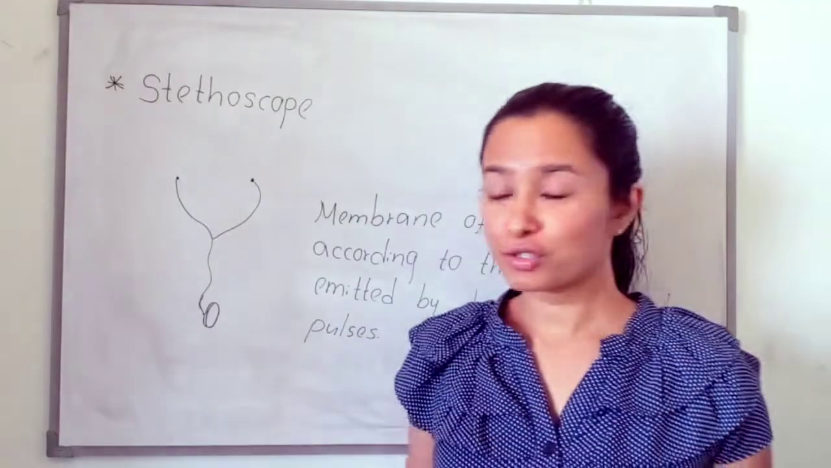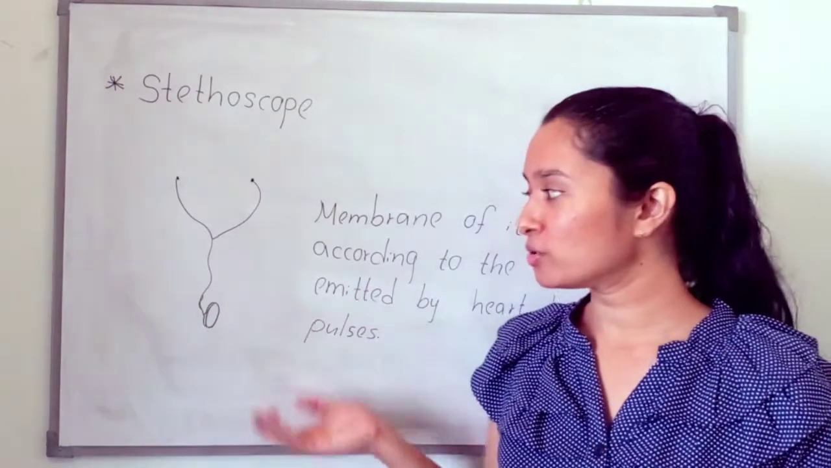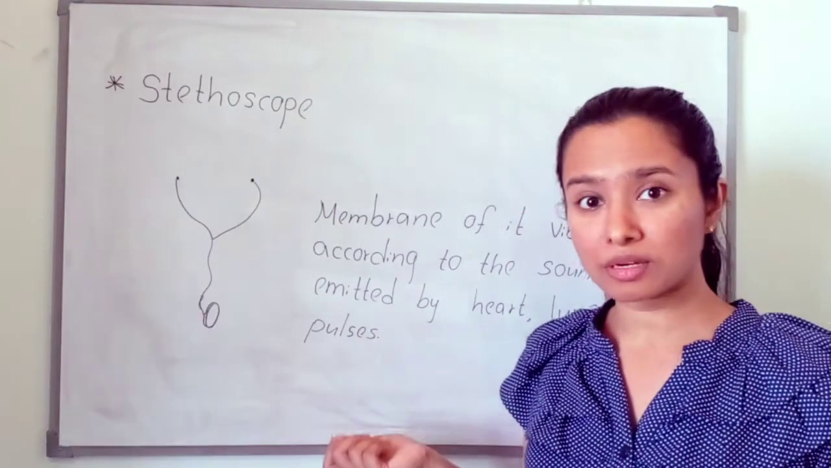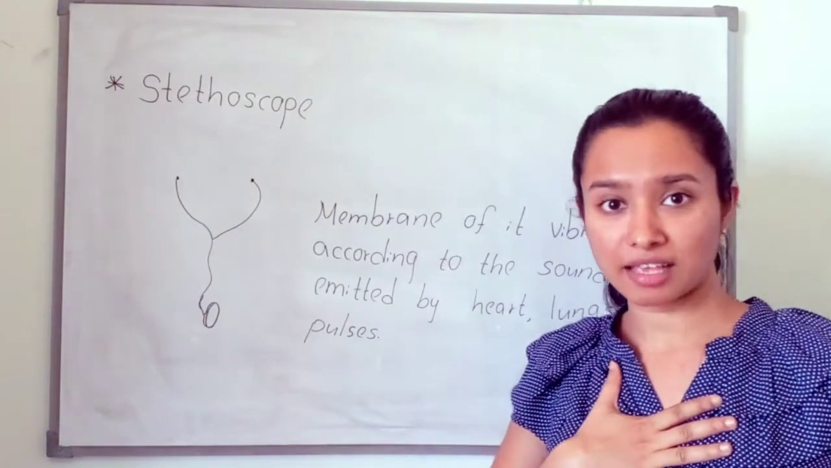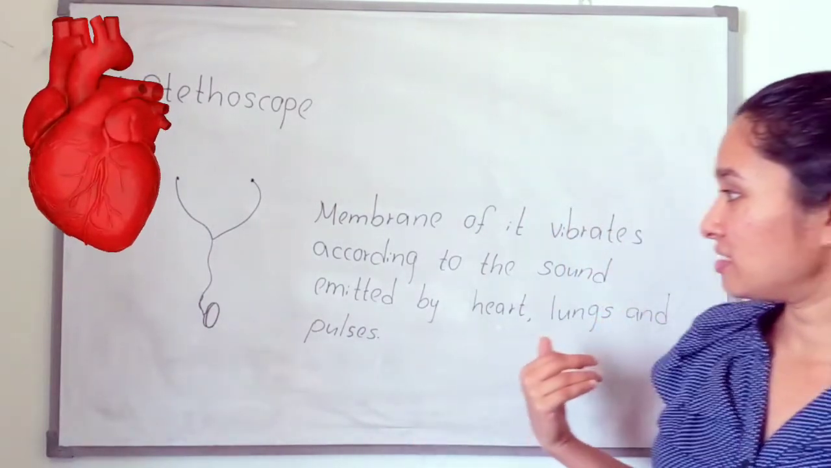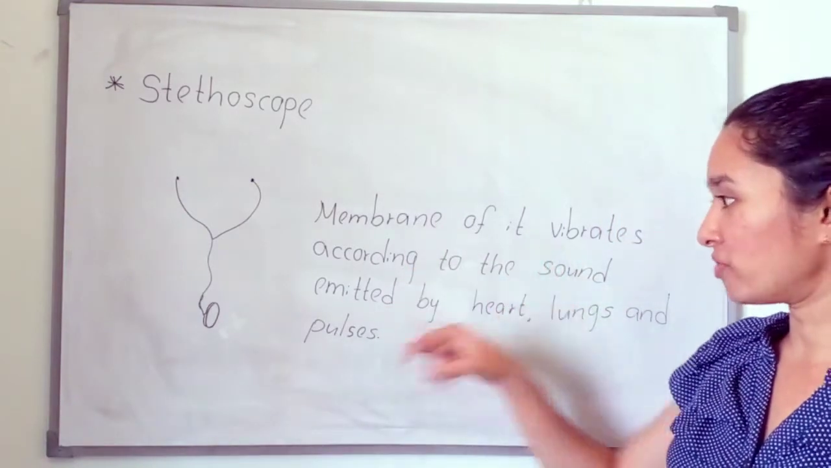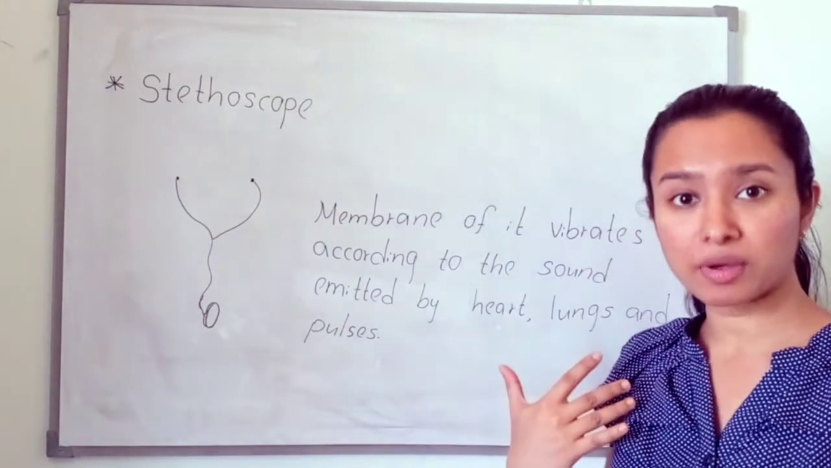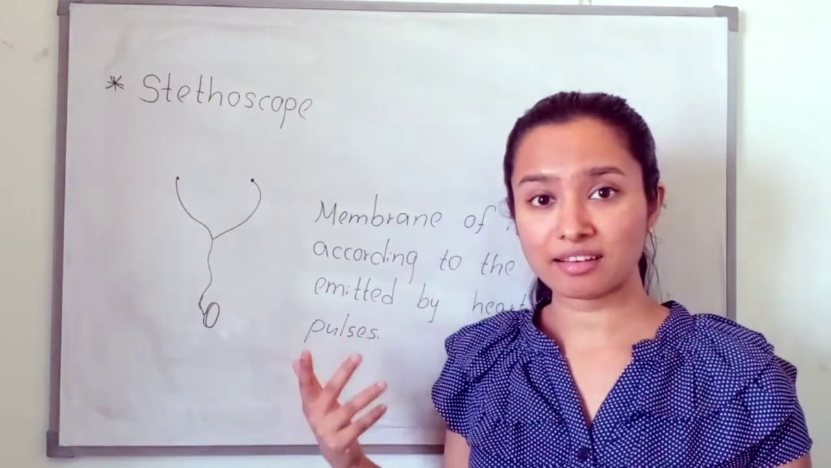Okay, understood? Do you know this one? This is a stethoscope. The stethoscope is used by physicians to diagnose patients. Do you know how it works? Our heart, lungs and pulses produce sounds. They are always vibrating. There is a membrane in this stethoscope, and the membrane vibrates according to the sound emitted by the heart, lungs and pulses in our body.